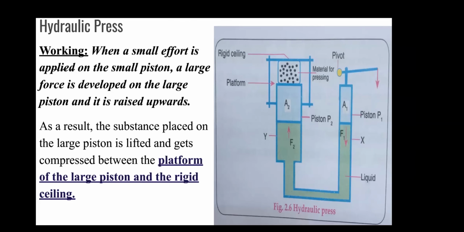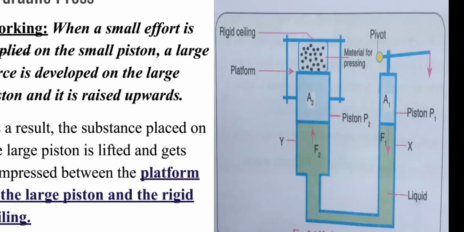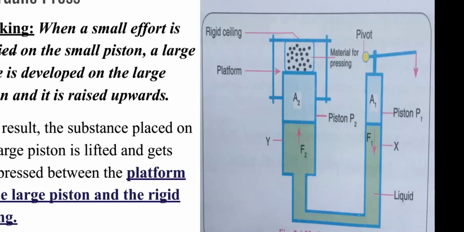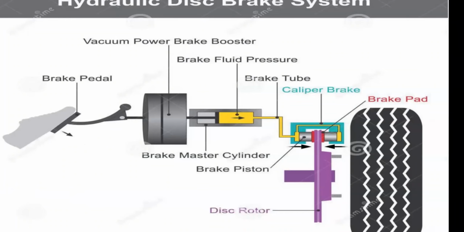Now, without any delay, let's go to the next device, which is also manufactured on the basis of Pascal's law. This machine also works on Pascal's law. This is called the hydraulic brake system, and it is used in vehicles to stop them. This system is used to bring a moving vehicle to rest.